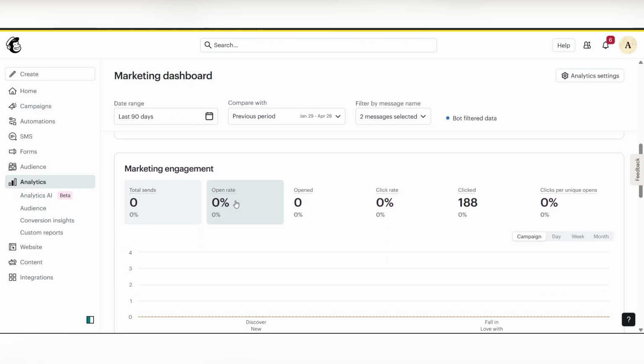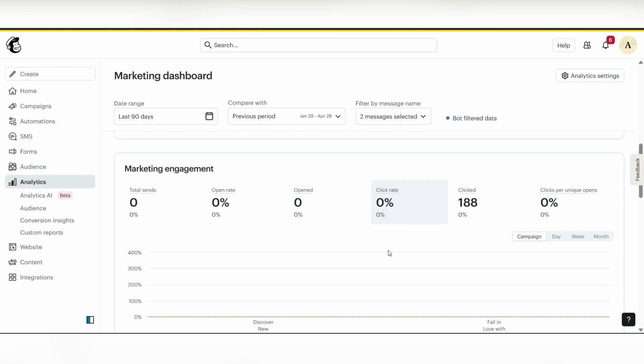This tells you how many people opened your email and gives you an idea of how effective your subject line and sender name are. Next is the click rate. This shows how many recipients clicked on a link in your email. A higher click rate usually means your content and call to action are engaging.